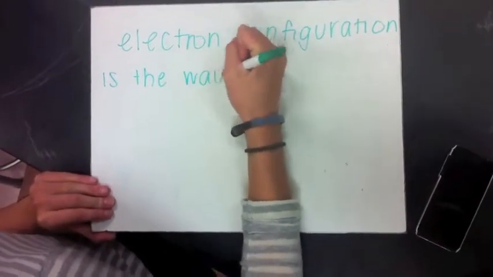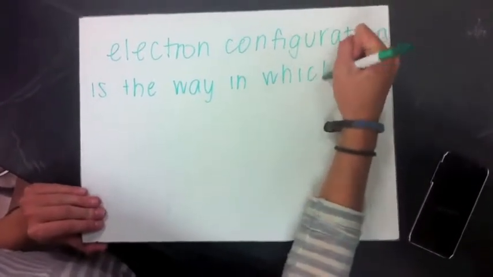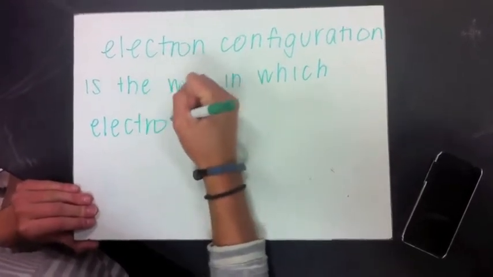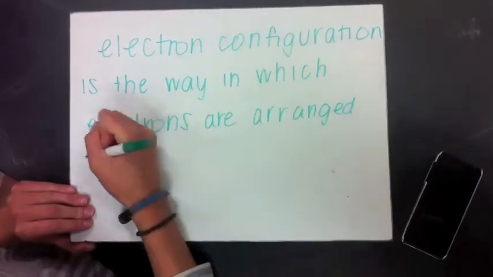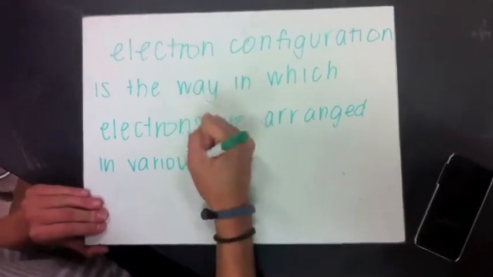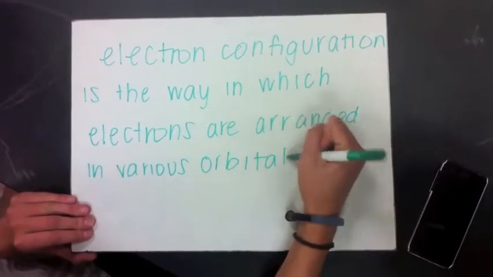Electron configuration is the way in which electrons are arranged in various orbitals around the nucleus of an atom. So what? Well, electron configuration is important because it's so important to know how electrons are arranged around a nucleus of an atom.